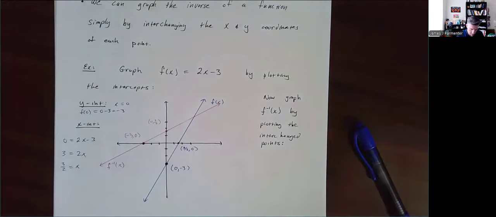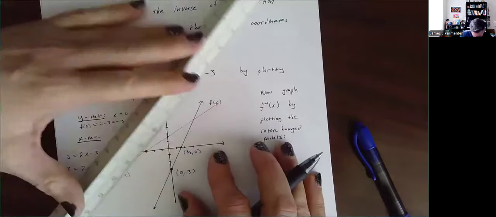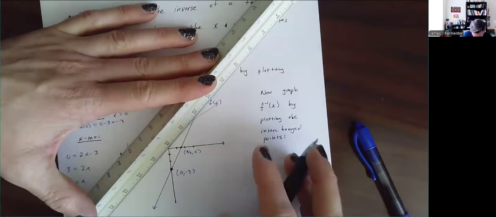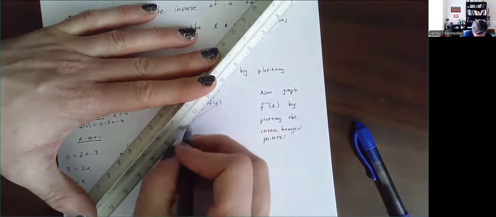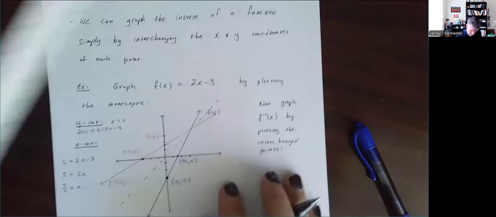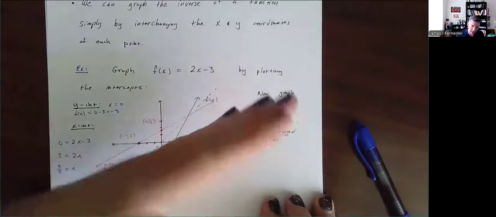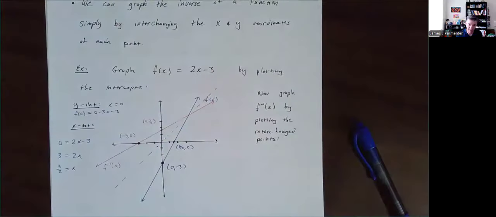And it should look like you have reflected the original graph across the line y equals x. So just to kind of show you that, if I dash the line y equals x, right? Yeah, it exactly looks like I took that blue graph and flipped it across that line y equals x to get the red graph.